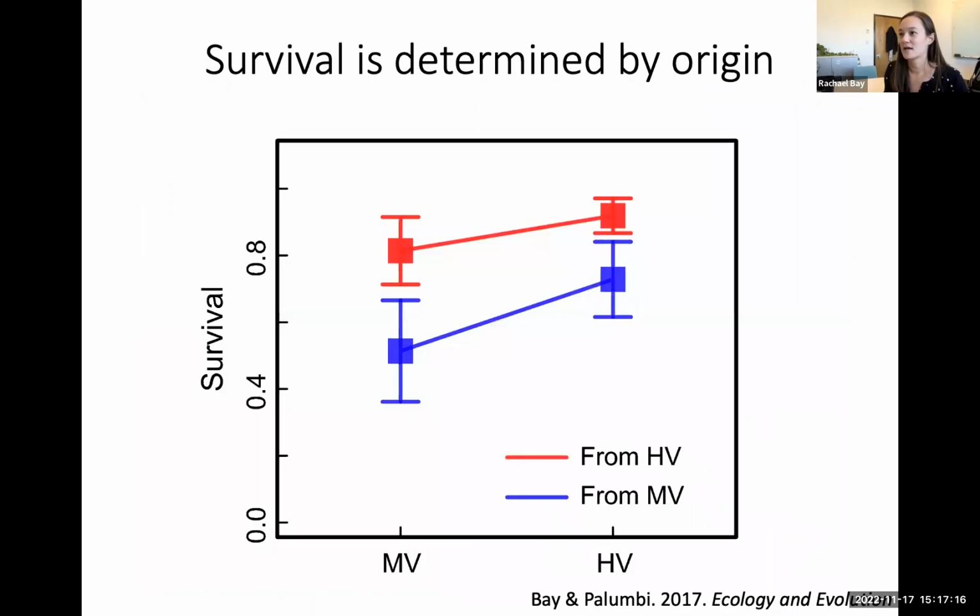We looked at a couple of other traits, and we see some similar results. Here I'm showing you survival for individuals from the highly variable pool on the red line, and individuals from the moderately variable pool on the blue line. And it doesn't matter where we transplant them. So on the x-axis is their current growing environment. The individuals from the highly variable pool grow better no matter where we put them.